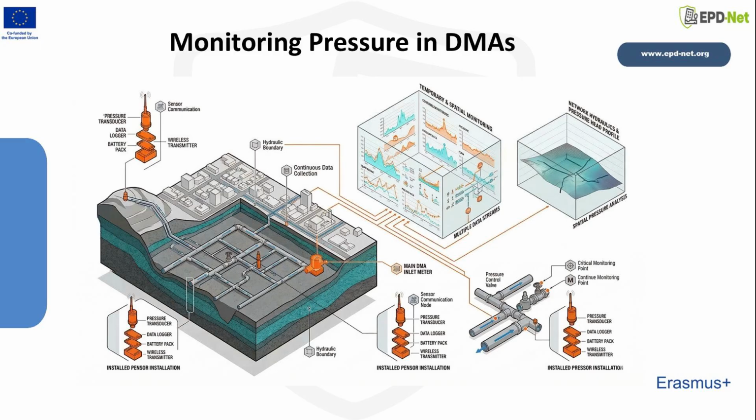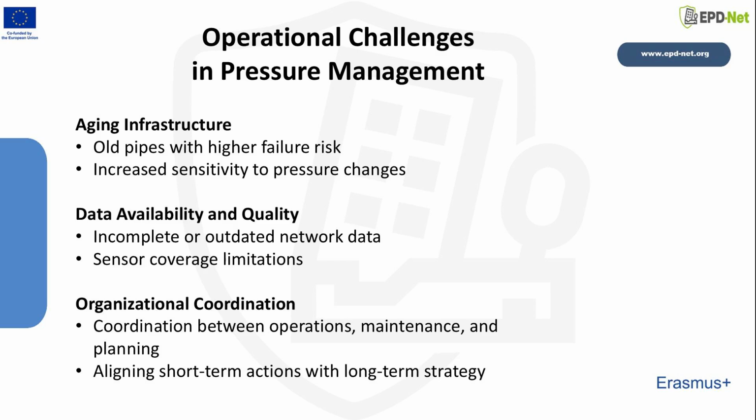From an operational perspective, pressure monitoring supports early detection of leakage risks and infrastructure stress. By identifying abnormal pressure patterns, utilities can take timely corrective actions and optimize pressure levels, improving both network performance and asset protection.